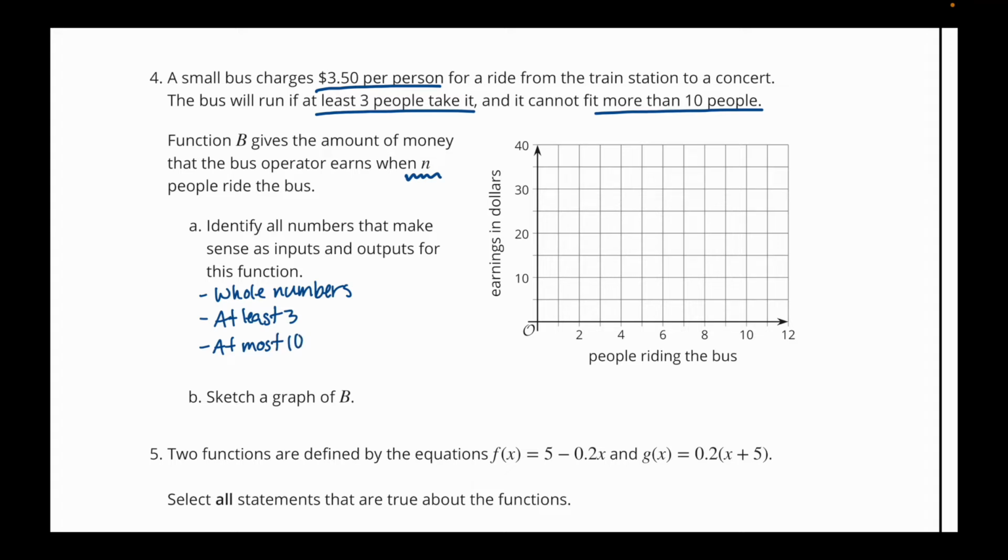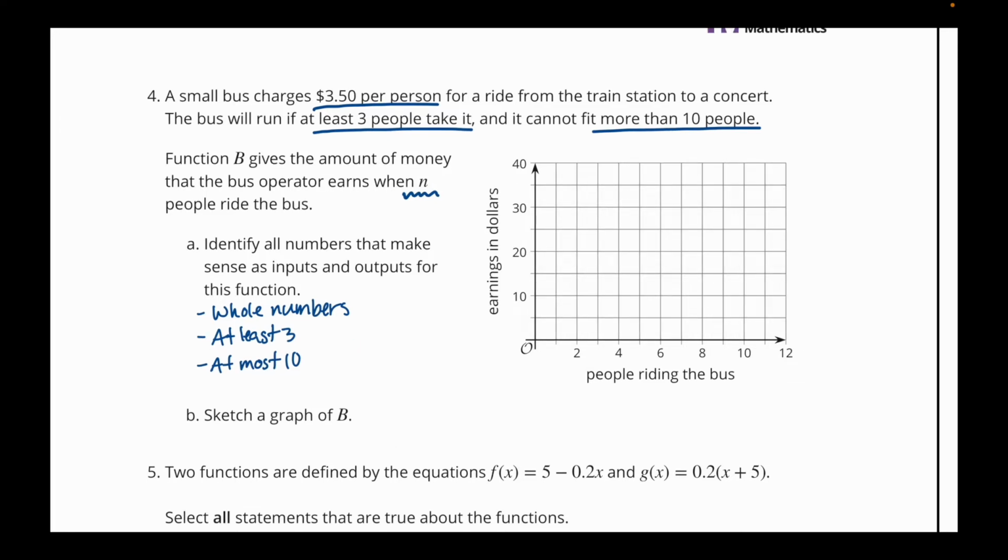Now, you don't have to write yourself those notes for this answer. You could just write the actual numbers. So that would be 3, 4, 5, 6, 7, 8, 9, and 10. Those are the only possible amounts. So this is really our answer, but I wanted to put those notes over to the side just to kind of explain how I got those. And so now we're going to sketch a graph of B.